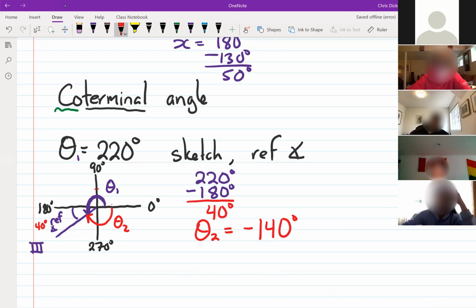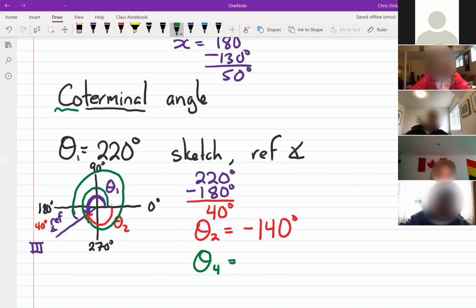Okay. Now let's do one more angle. Let's do theta 4. I'm going to have it start on the initial arm. I always have to start on the initial. Let's go around and stop there. So we're going to stop on the same terminal arm. See if you can find out what that angle would be. You might want to use your calculator. Some of these numbers are going to get bigger on us.